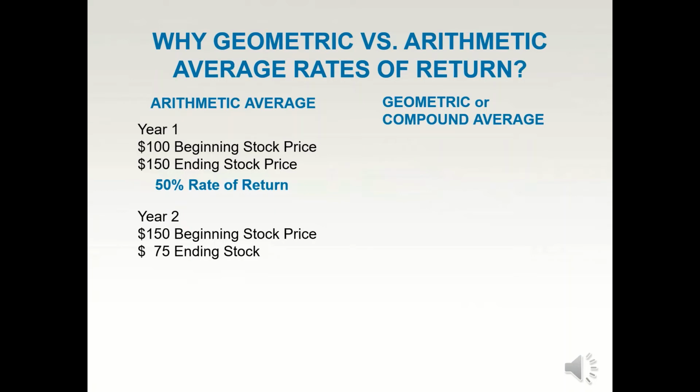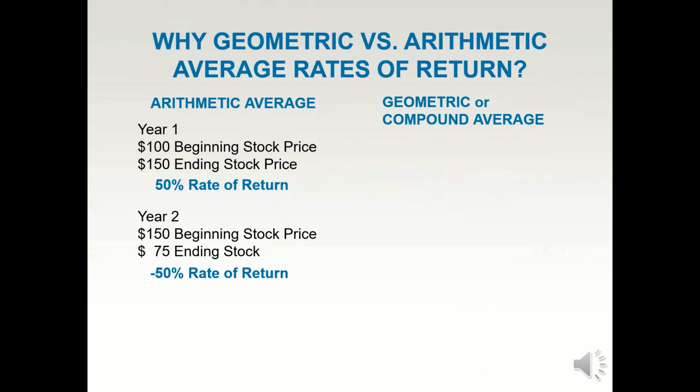For year 1, we had a 50% rate of return. That would be our return, which is the difference between these two stock prices, which is $50, divided by our beginning stock price of $100. Year 2, however, our ending stock price is $75. So our cash return is a negative 75. If we take that amount and divide it by year 2's beginning stock price of 150, we end up with a negative rate of return of 50%.